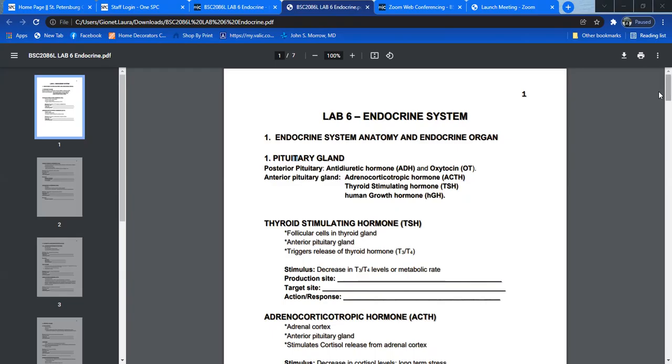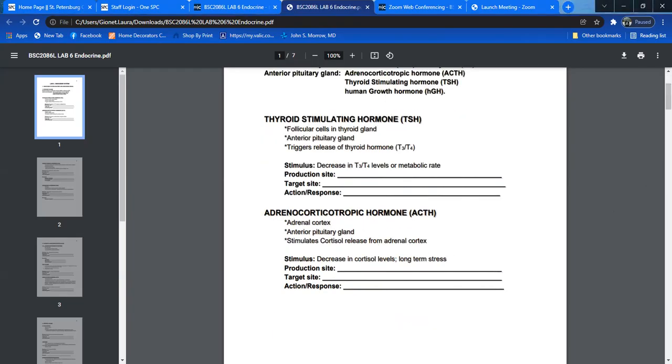Okay, so for each of these, we have negative feedback loops. Thyroid stimulating hormone: we have our stimulus, a decrease in T3, T4 levels or metabolic rate. We have our production site, which is the anterior pituitary gland. The target site are the follicular cells in the thyroid gland, and the action response is to release more T3, T4.